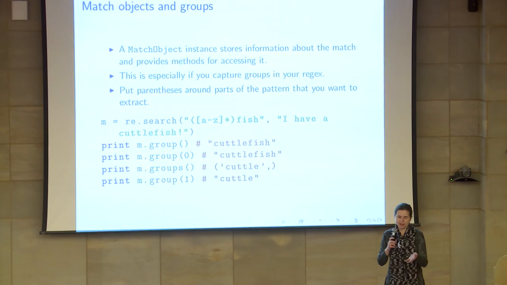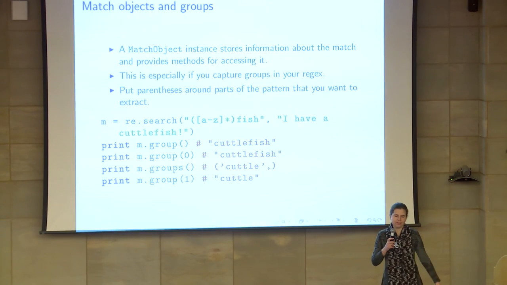Once we have the match object, group with no parameters will just give us the entire matching string, which is also the same as group zero. The zero group is the entire matching pattern. And then in groups, we have essentially a tuple of all the different matching groups, which we would have if we had put parentheses around different things. And we can access group one to get the first of these.